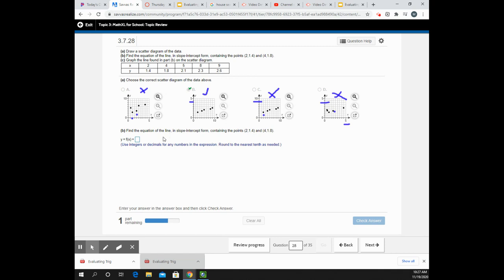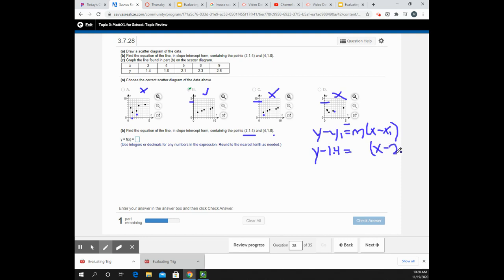Find the equation in slope-intercept form containing the points (2, 1.4) and (4, 1.8). At this point, in order to find the equation, we need to start with y minus y1 equals m times x minus x1. We do not have the y-intercept, so that's why we have to use point-slope form. I'm going to use this point right here just because the numbers are smaller and I like it better. So we're going to say y minus the y value of 1.4 equals m. We don't know what m is yet, and we're going to find that. And then x minus the x value of 2.